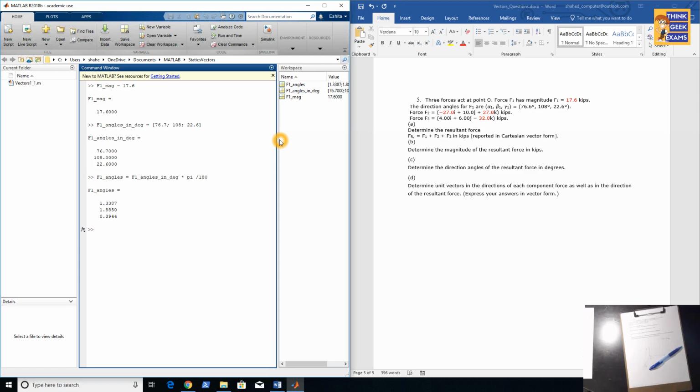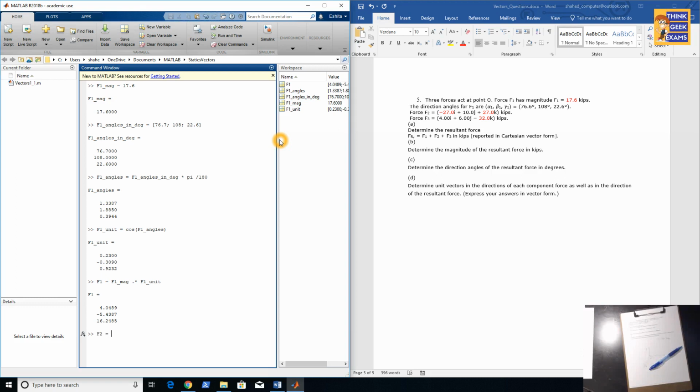Next thing we're going to do is F1 unit, and that is easily done by taking our F1 angles and getting the cosine of every single term in that vector, and that should give us our F1 unit vector. So F1 now is basically F1 mag times our unit vector, and that should give us the F1 in kips. So that's F1 done.